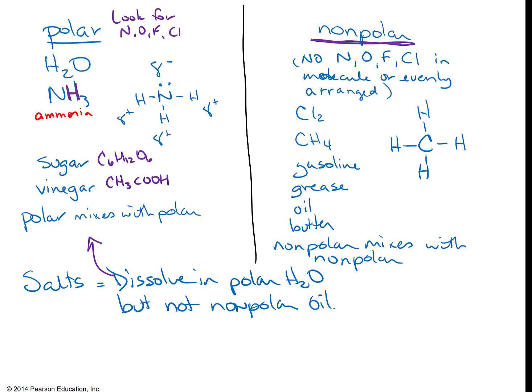So Cl2, O2, N2, all those diatomic elements, are all nonpolar. Chlorine, there's 2 of them. They have to evenly share. Even though they both want to pull electrons, they have to evenly share because they're the exact same atom. Methane, gasoline, grease, oils, candle wax, butter, all examples of non-polar molecules.